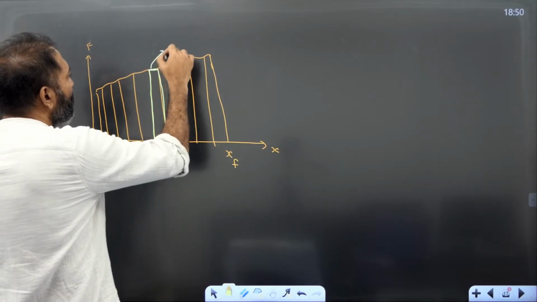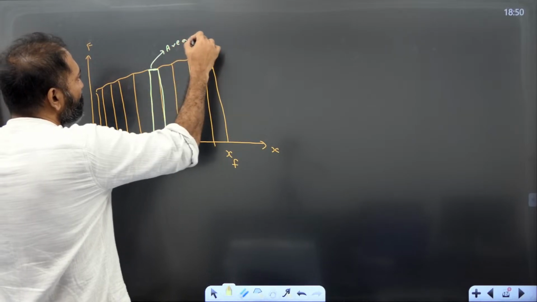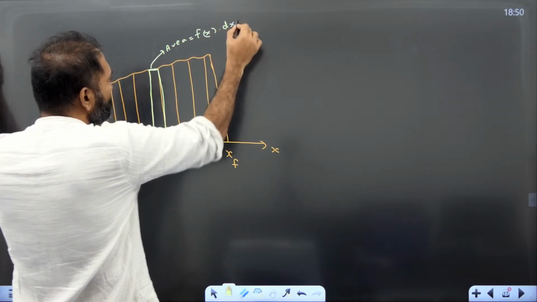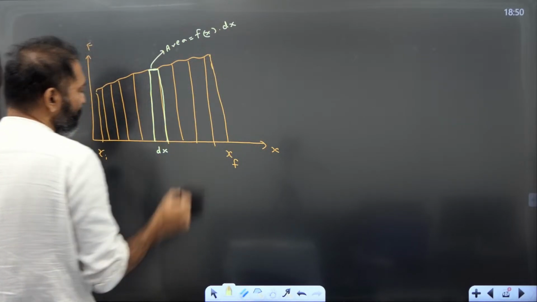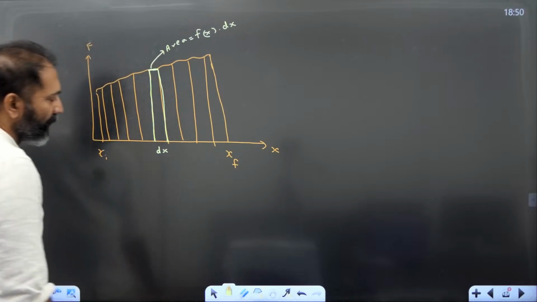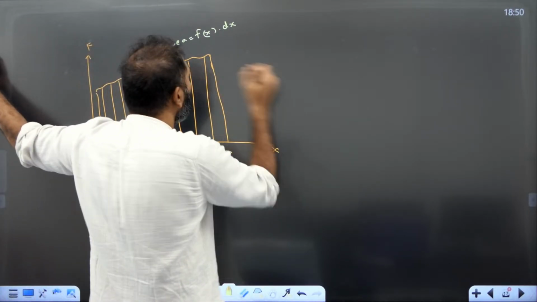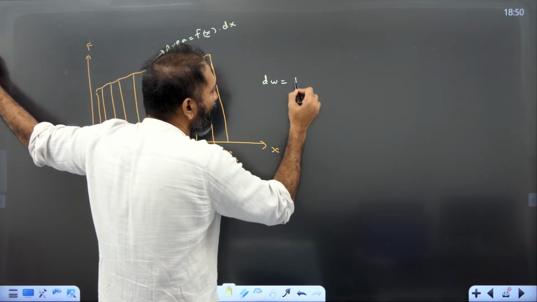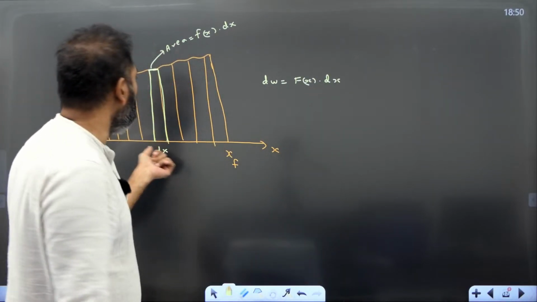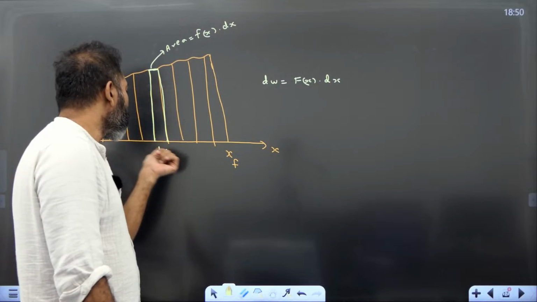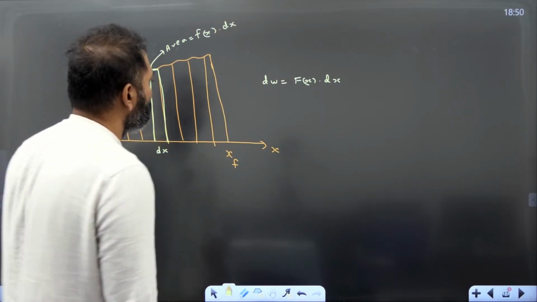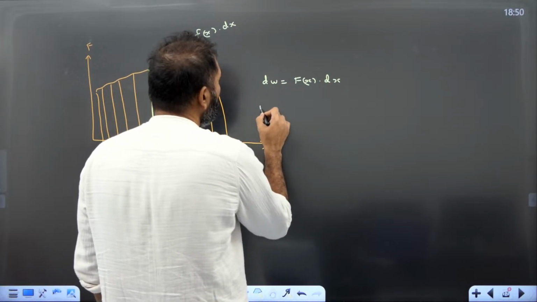So what will be the area? Area is equal to f of x dx. What is this dx? Small change in position. During this small change in position, force is a constant. So what is work done? Small work done, dw is equal to f of x dx. This is a small work done in moving this body through small change in position dx, and the force is f of x.